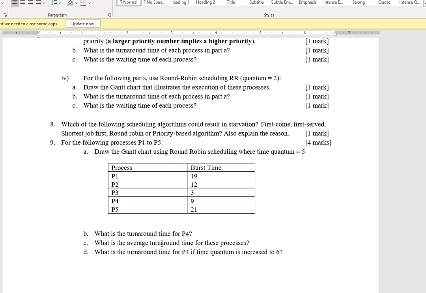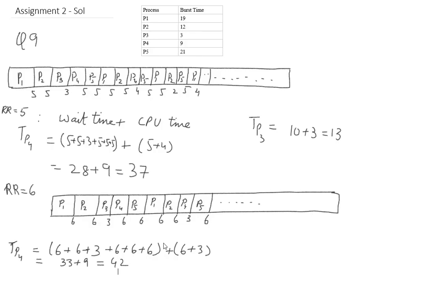Similarly, you can calculate the turnaround time for the other processes. The average will be the sum of all turnaround times divided by the number of processes, which is 5. I have just calculated P4 and P3. You can calculate for P1, P2 and P5. Those were the first 2 parts.